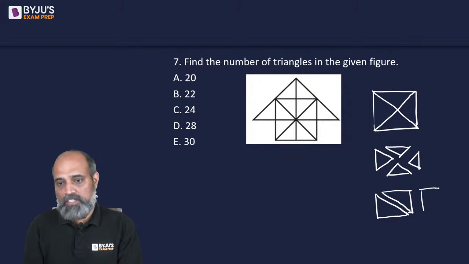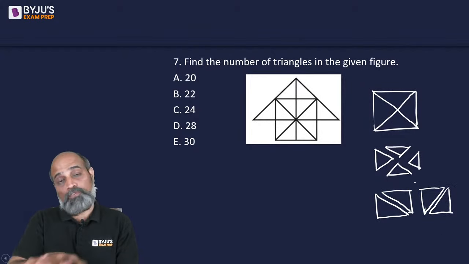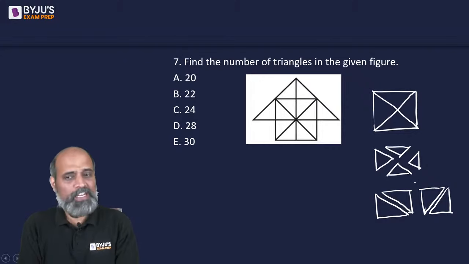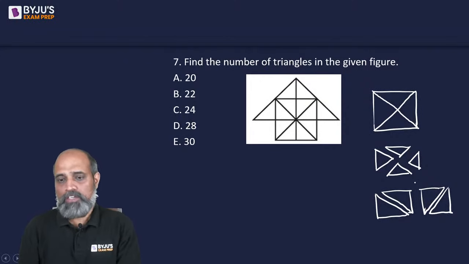The next one is this shape. People generally forget only one out of these 2. They remember one, the other one they forget. So we have 4 more. Do we have any more triangles? No. So we have a total of 8 triangles here.